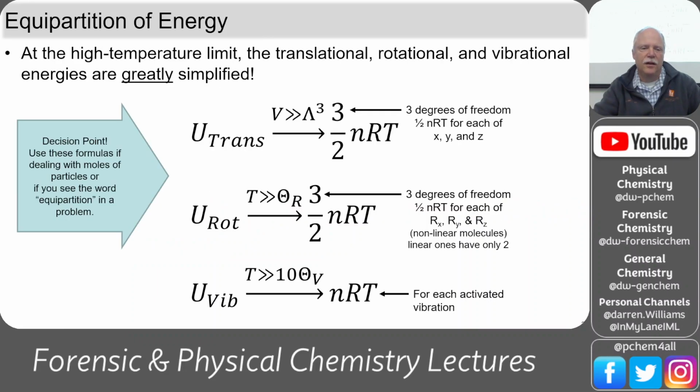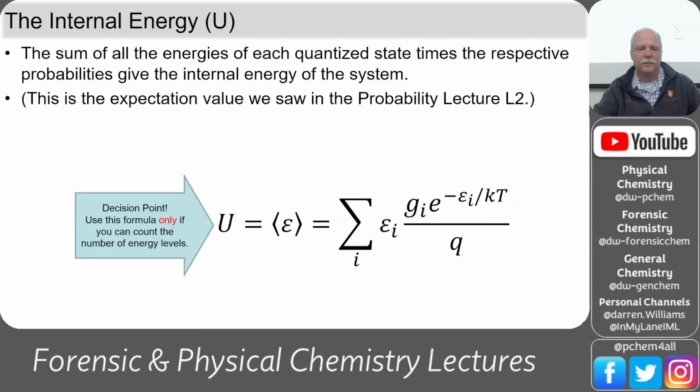Okay. So once again, if you're dealing with the high temperature limit or moles of molecules, you can jump right to the equal partition of energy, where for a gas phase molecule, the internal energy for translation, rotation, and vibration would be calculated using these simple formulas. But today we're going to use the counting formula, where we actually do the summation and calculate the partition function, and then turn that energy level diagram into an average energy.